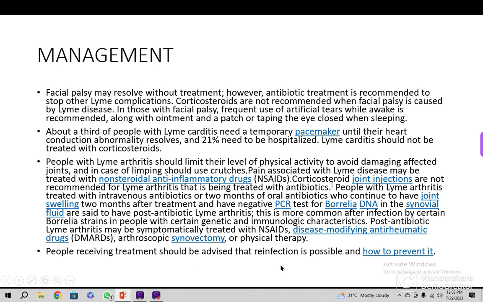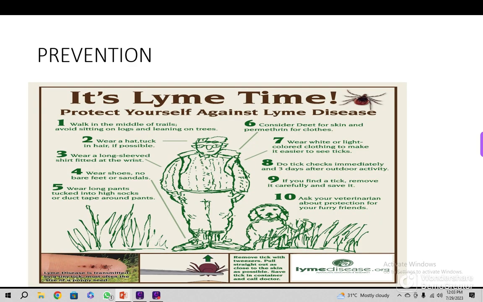And how to prevent it? Again, if the tick bites, it will stimulate the whole process again. So the person who has a relapsing state should immediately contact a person who is an expert in infection and the disease. Prevention is this: protect yourself against Lyme disease. Avoidance of the tick bite.